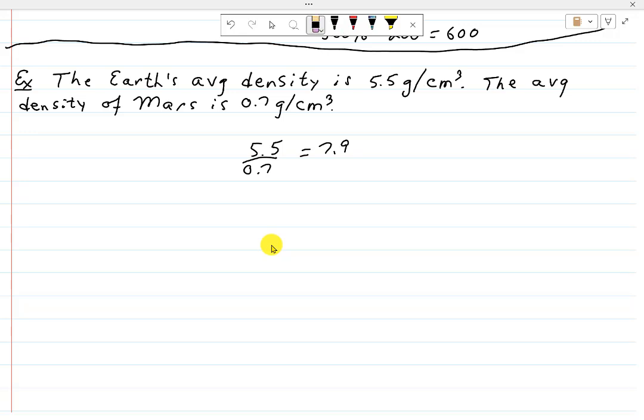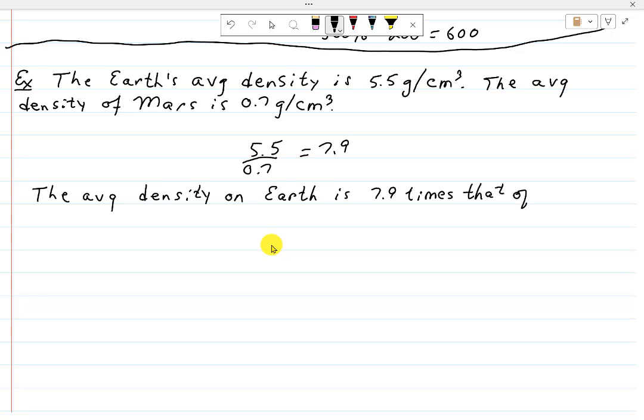What I can say with this is that the average density on Earth is 7.9 times that of Mars.